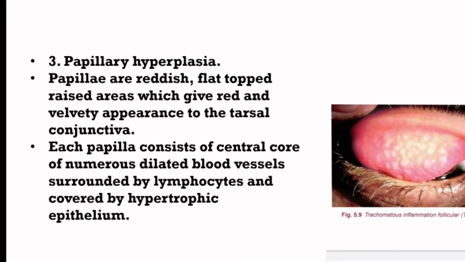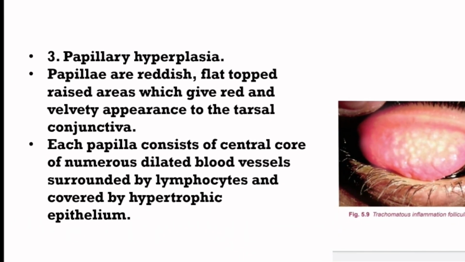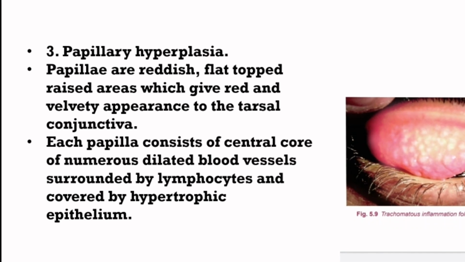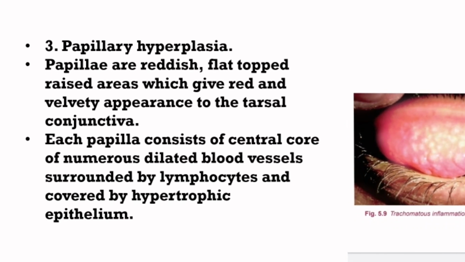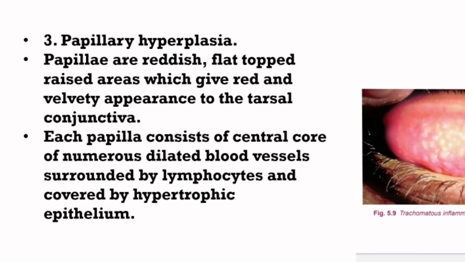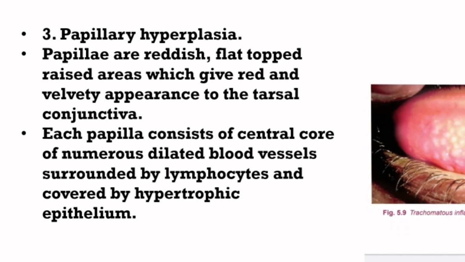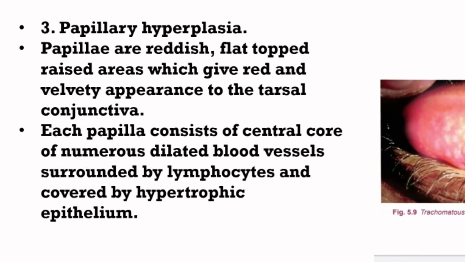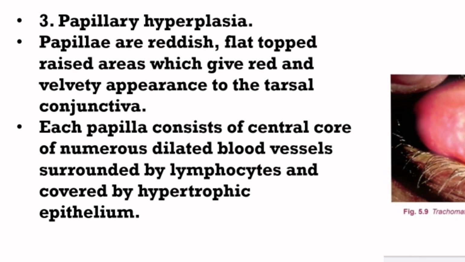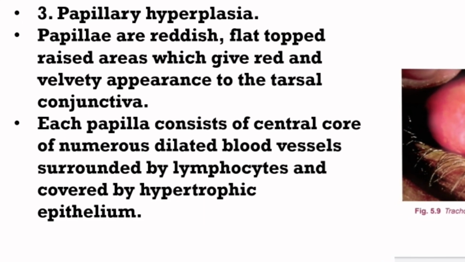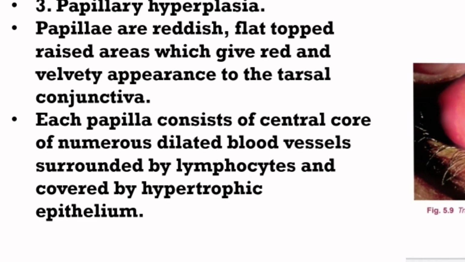Third conjunctival sign is papillary hyperplasia. Papillae are reddish, flat-topped, raised areas which give red and velvety appearance to the tarsal conjunctiva. Each papilla consists of central core of numerous dilated blood vessels surrounded by lymphocytes and covered by hypertrophic epithelium.